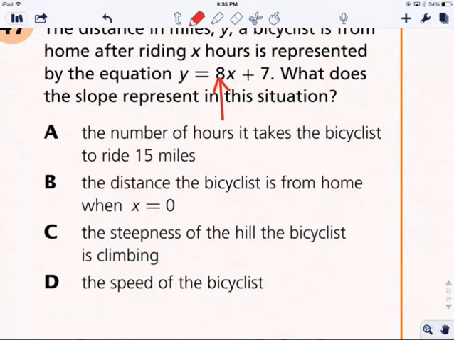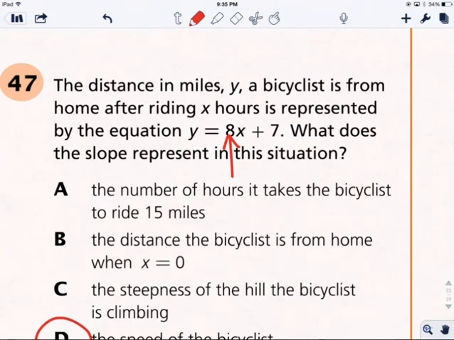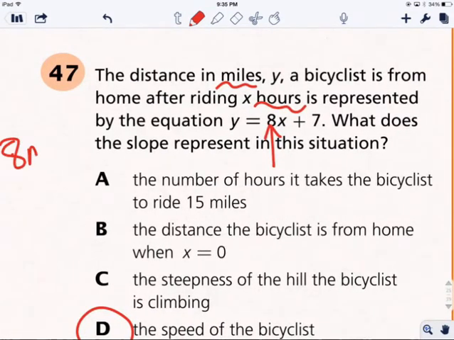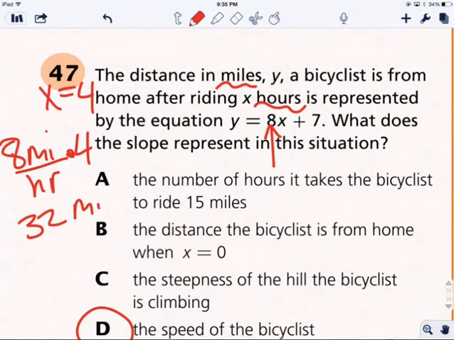Well, the correct answer choice is D. The slope represents the speed of the bicyclist. Since the distance is measured in miles and x is measured in hours, 8 means that the bicyclist is traveling 8 miles per hour, right? Because if you multiply that number, 8, by the number of hours, let's say he rides for 4 hours, so if x equals 4, then he will have ridden 32 miles. Okay, and of course the 7 represents how far he starts away from his home. So he starts 7 miles away from his home.